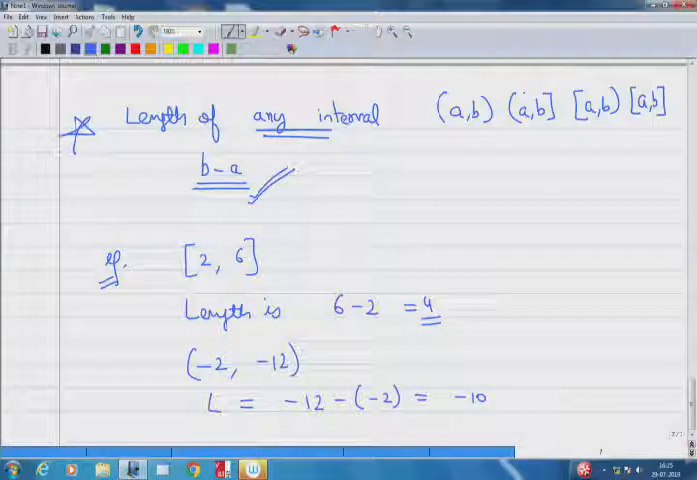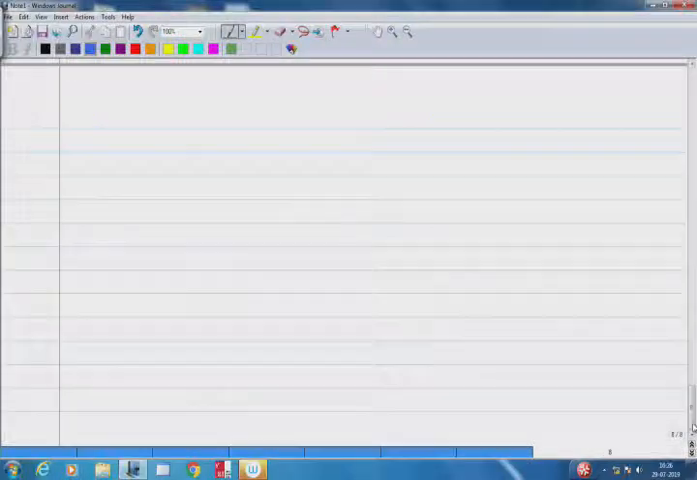Getting it, Shillong? Okay then. Now, note down the next one.